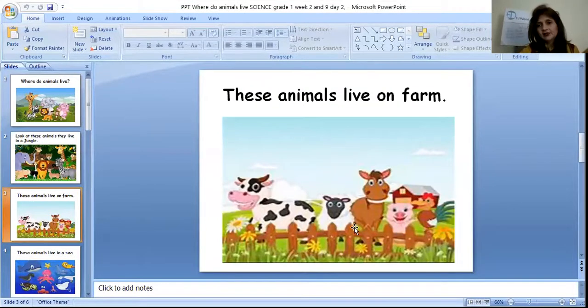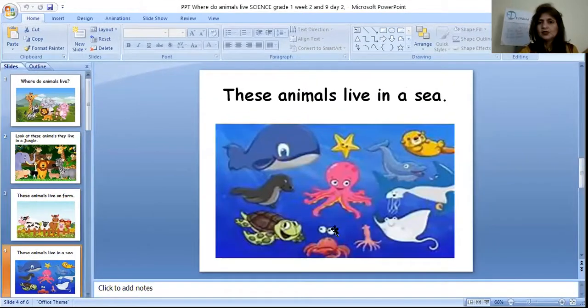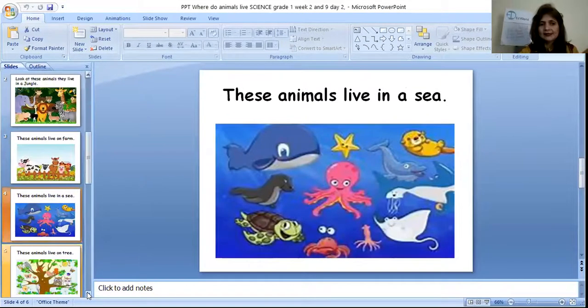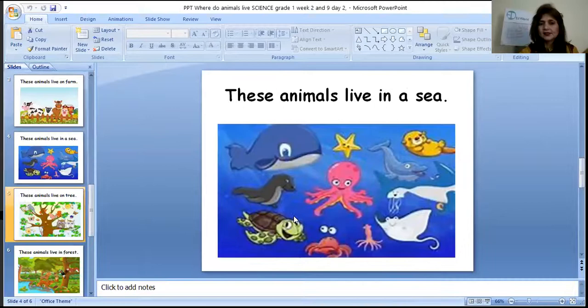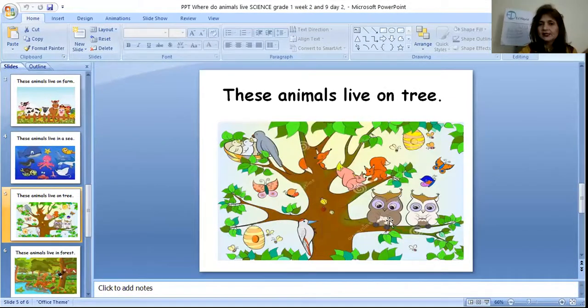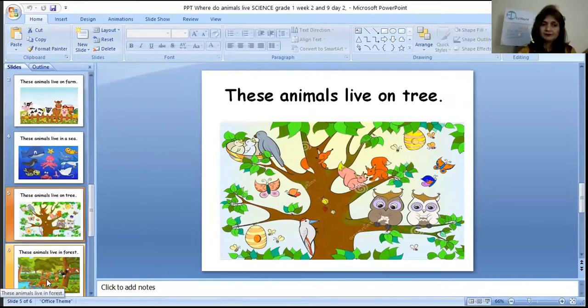These are farm animals. They are not wild animals. Okay. And same goes for sea animals. They are not wild animals. They are sea animals. Now here you can say these are wild animals like owl, squirrel, birds, right? Because they live on trees. It could be in a jungle also. It could be in a forest also, anywhere.